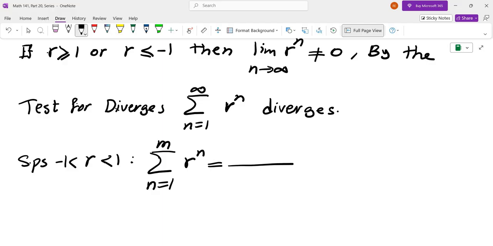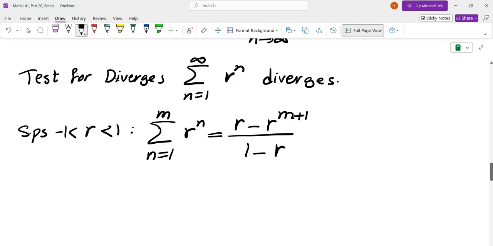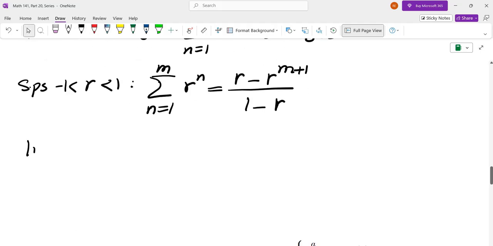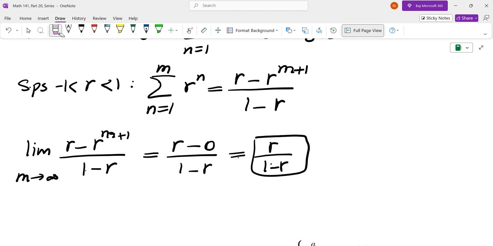This is a geometric sum, so the formula is the first term minus the term after the last, divided by 1 minus the common ratio. The last term is r to the power of m, so the one after that would be r to the power of m plus 1. Now let's take the limit of this. The limit of (r minus r to the power of m plus 1) divided by (1 minus r) as m approaches infinity is r minus 0 over 1 minus r, because r is between -1 and 1, so r to the power of m plus 1 approaches 0, and 1 minus r is constant. So this infinite sum is in fact r over 1 minus r.